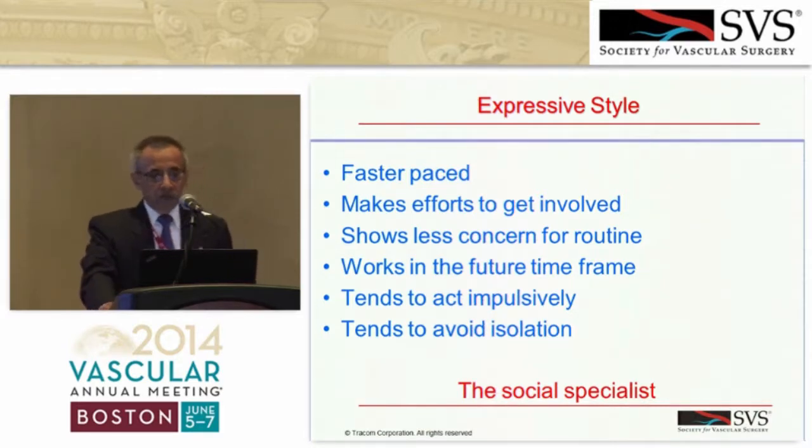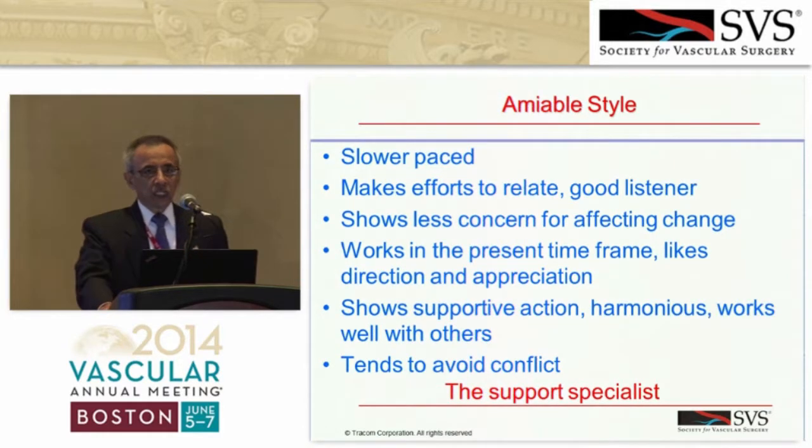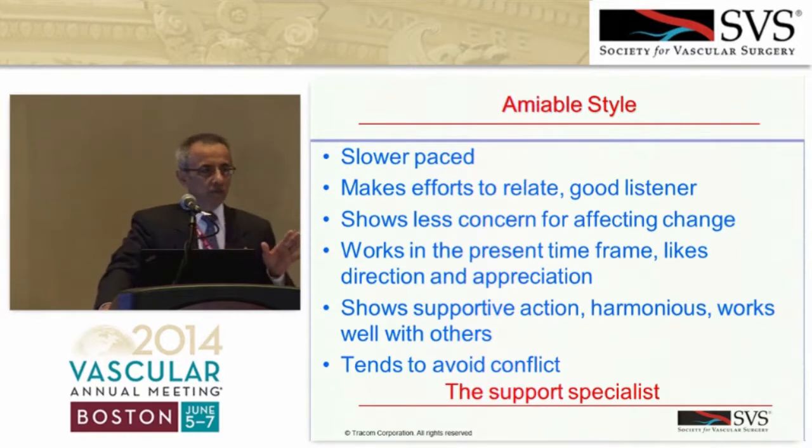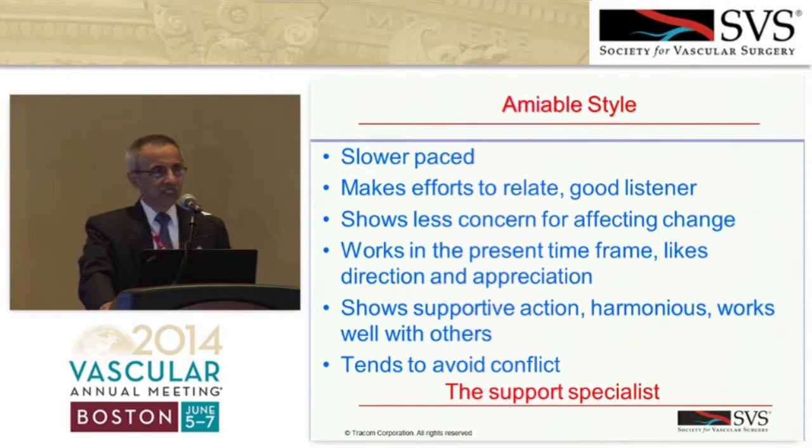The expressives, and we probably have some in here, are a more faster pace. They make efforts to get involved. They break routines sometimes. They don't go with the flow of the plan; they'll come up with their own. They generally work in a future time frame, are imaginative, more impulsive. They don't like isolation. They generally like to work in teams with other people. They're called the social specialists. The third style is the amiable style. This is a slower-paced person who likes to work at a slower pace, a good listener, relates to people, present time frame, very supportive of people in your work environment, works well with others, doesn't like conflict. If there is conflict, they will avoid it and sit back, and we'll hear more about what they do if you push these people around. So they're the support specialists.